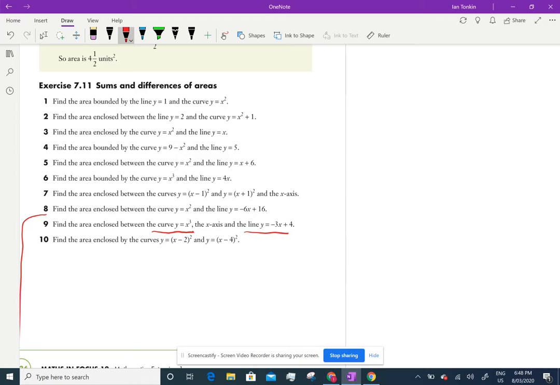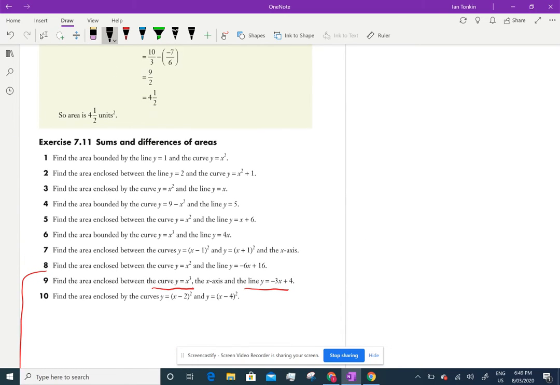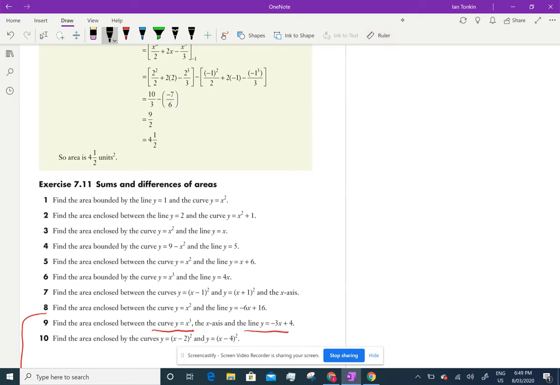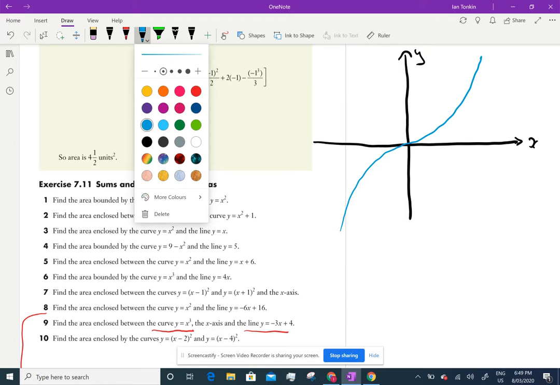So let's draw them. I would normally use a ruler, but I don't have access to that. I know I can get one up here, but that's only for measuring. So I'm going to do a freehand diagram. I'll do y equals x cubed in blue. There's y equals x cubed. And let's go purple for y equals minus 3x plus 4.